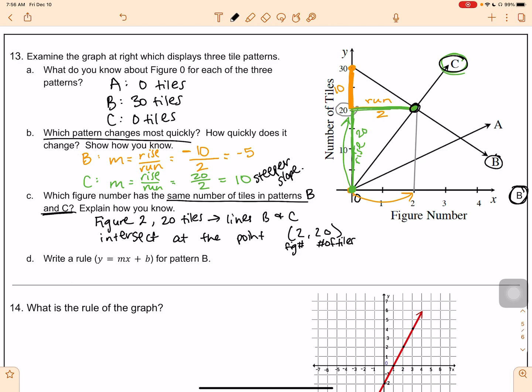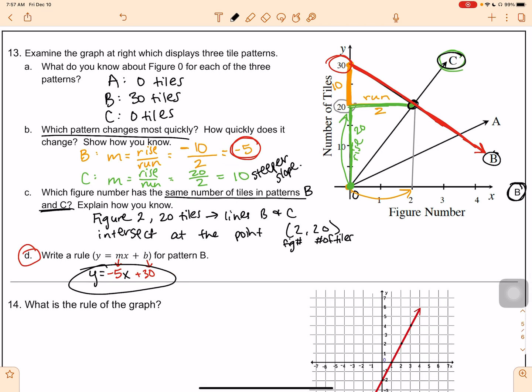Okay, so now it says write a rule for pattern B. So pattern B is this line here. We know its starting point is 30 and its slope was -5. Okay, so M is your slope and B is the starting point, plus 30. And we took those notes up above as well, so you should have them from a previous page. Okay, so this would be the rule. Y equals -5x plus 30. Okay.